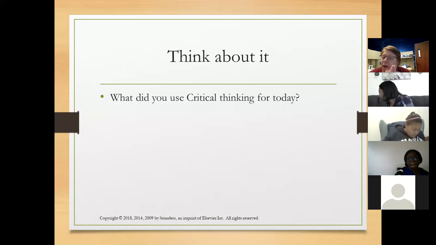Okay, so I identified my problem. I've given possible solutions to that problem. I evaluated each one of those solutions to see if the outcome would be that I would get food, and then I picked the one that was most likely to happen, right? Mm-hmm. So that is how you use critical thinking. And I'm sure you do it 100 times a day without even thinking about it.